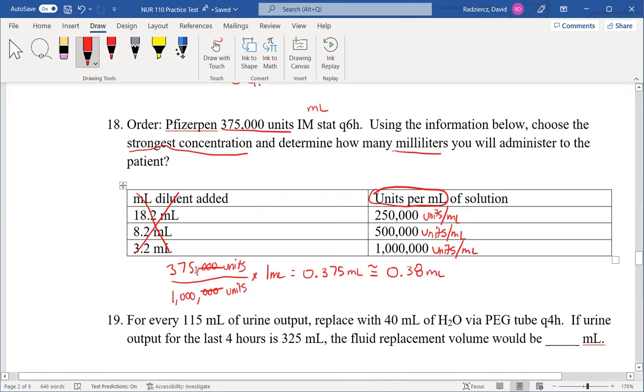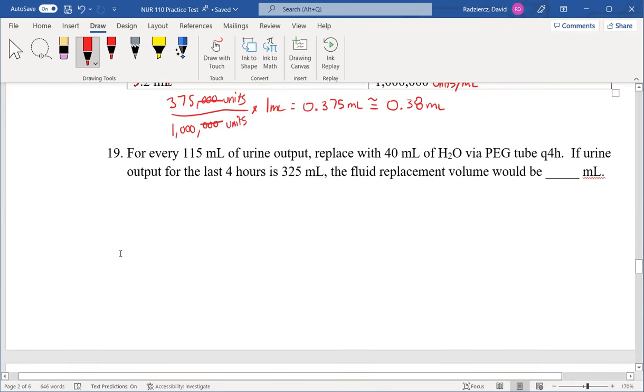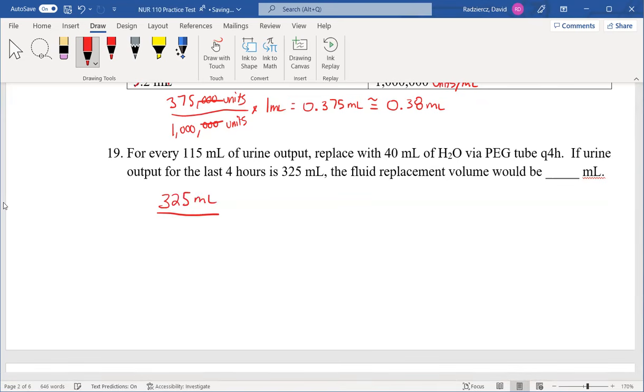All right, here's another replacement volume question. It says for every 150 milliliters of urine output, replace with 40 milliliters of water. If the output for the last 4 hours was 325, what would the replacement volume be? So I'm going to do the same thing I mentioned before. I'm going to put the actual output, 325 milliliters, over the expected or theoretical output, 115 milliliters. I'm going to multiply by the replacement volume. I'm telling you, if you do it this way every time, it will work out for you.